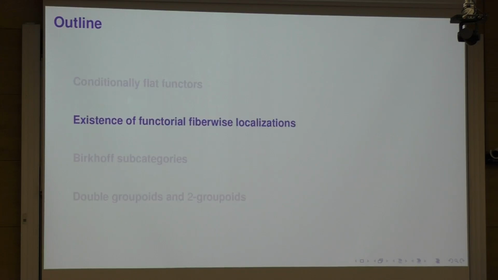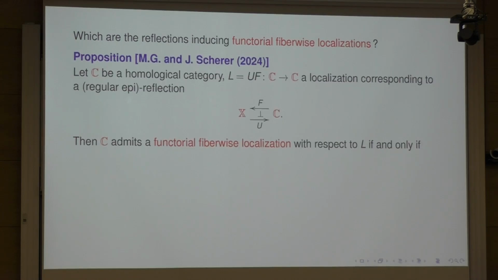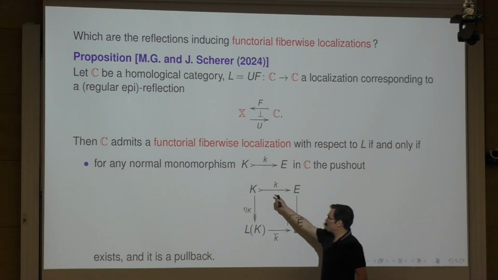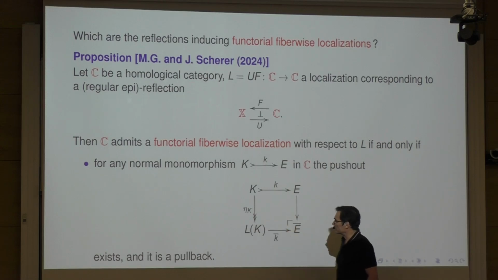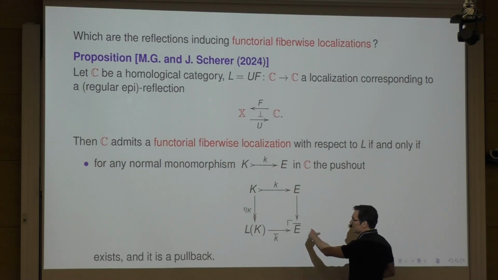So a natural question then is to determine when one can find these functorial fiberwise localizations. And the second result here says that if you have a homological category and L is a localization induced by an adjunction, then C admits a functorial fiberwise localization with respect to L if and only if a very simple property holds. Namely, if you have a normal mono K and you push, and you consider the K component of the natural transformation from the identity to the localization, then the pushout exists and it is a pullback.